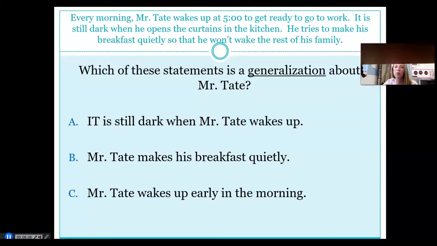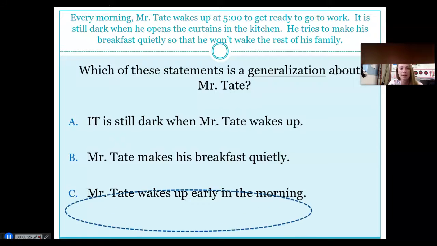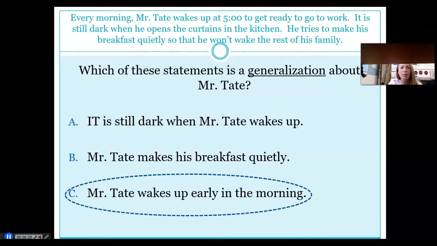It is still dark when Mr. Tate wakes up. Mr. Tate makes his breakfast quietly. Mr. Tate wakes up early in the morning. What was the whole thing about? A generalization is what is it mostly about? What did you choose? The correct answer is C. The whole thing was about him waking up early in the morning.